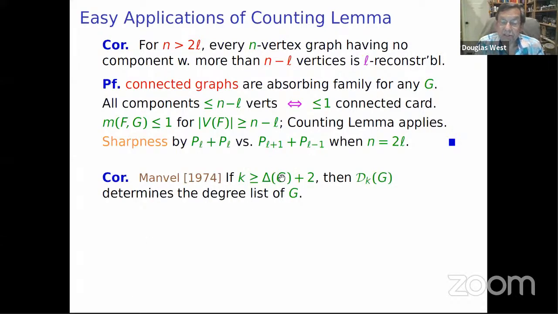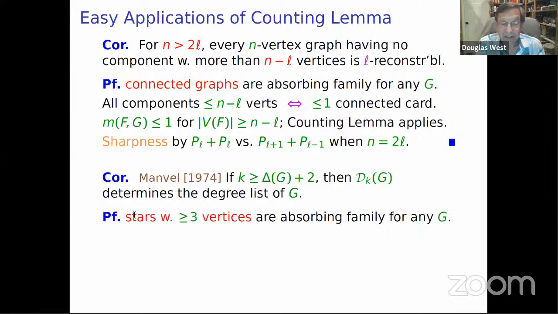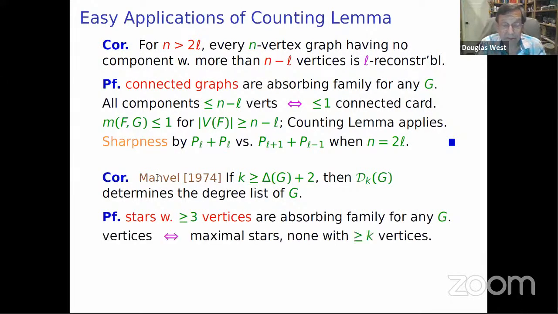What about that degree list result that I told you about earlier? If k is at least the maximum degree plus two, then the k-deck will determine the degree list. So here, this family of stars with at least three vertices is an absorbing family for any graph. Notice that if you take a star with two vertices, there are two maximal stars that it lies in. So we have to leave those out. Stars with at least three vertices have a unique center and hence they lie in a unique maximal star. So that's an absorbing family.